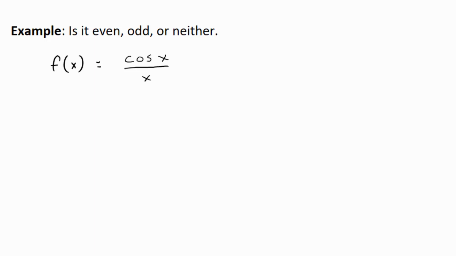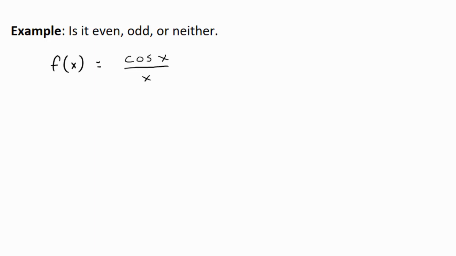And we're going to use what we know about whether or not the sine, cosine are even or odd, in this case, whether or not the cosine's even or odd. We're going to use what we know, and we're going to use the definition of even and odd function to tell whether or not this new function we've created is even or odd, or neither. It doesn't have to be either one.